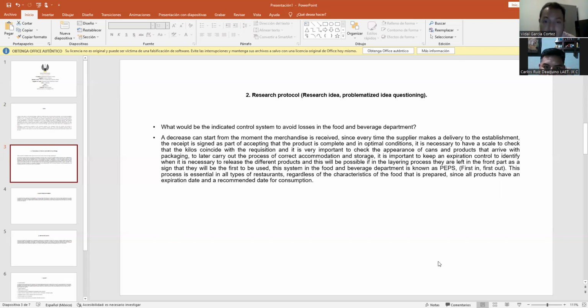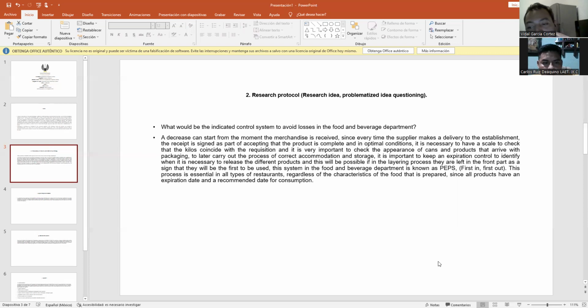Research protocol. Research idea. Problematizing idea, questioning: what will be the indicated control system to avoid losses in the food and beverages department? A decrease can start from the moment the merchandise is received, since every time the supplier makes a delivery to the establishment, the receipt is signed as part of accepting that the product is complete and in optimal conditions.